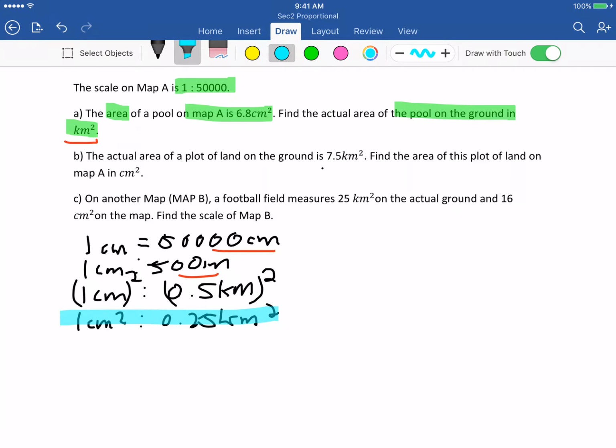So what's the next thing? The question says actually what? 6.8. So just fix 6.8 here. Cm square. For every 1 cm square is actually equals to 0.25 kilometer square. So let's say your area is actually 6.8 cm square. What's the total area? Just take 6.8 times 0.25. The answer will be 1.7 kilometer square.